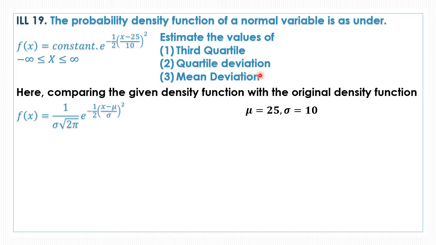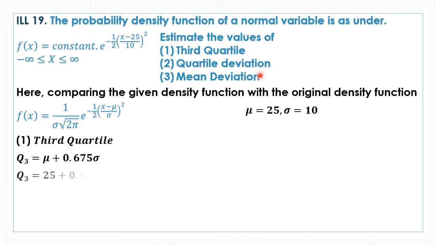Now these are very simple. Start with the third quartile. Now third quartile, if you remember from the characteristic values, third quartile is mu plus 0.675 sigma. So in the place of mu you write 25 and in the place of sigma you write 10. So just multiply 10 with 0.675 and add it into 25, you get Q3 is equal to 31.75. Simple as that. But for this you need to remember the properties well.